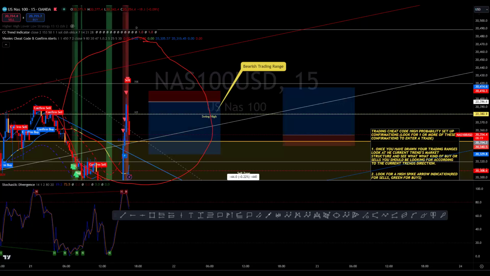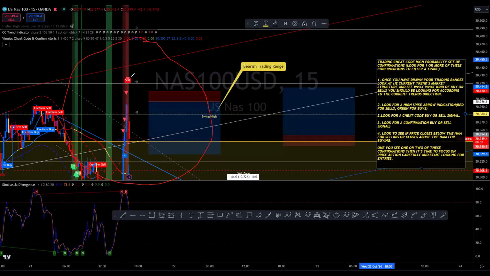So we did a good job of, number one, following our rules. So let's go over that. The price dropped here. We had two confirmations. Number one, we had two high arrow spikes. And then we also had a sell signal. So we had at least two of our confirmations and we looked at the overall market structure.